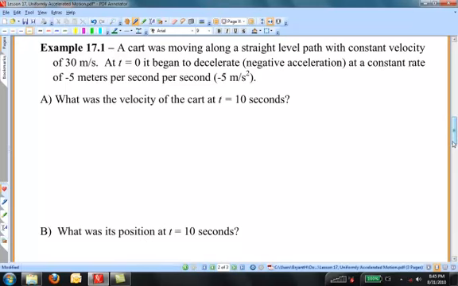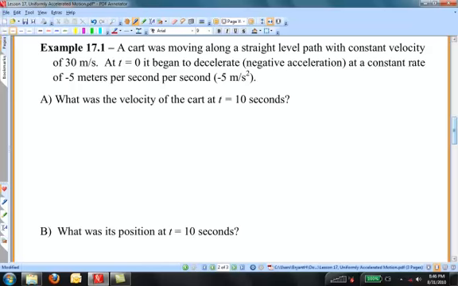We're going to begin with example 17.1. A cart was moving along a straight level path with constant velocity of 30 meters per second. At t equals 0, it begins to decelerate, negative acceleration, at a constant rate of negative 5 meters per second, and I've written that as negative 5 meters per second squared. In part A, they ask what was the velocity of the cart at t equals 10 seconds, and in part B, what was its position at t equals 10 seconds.